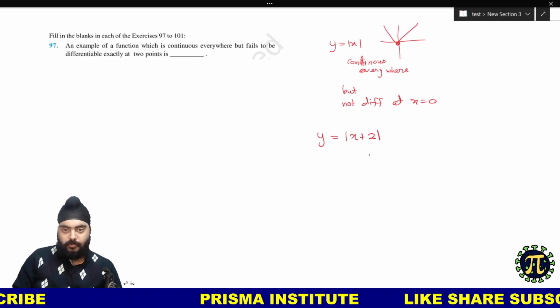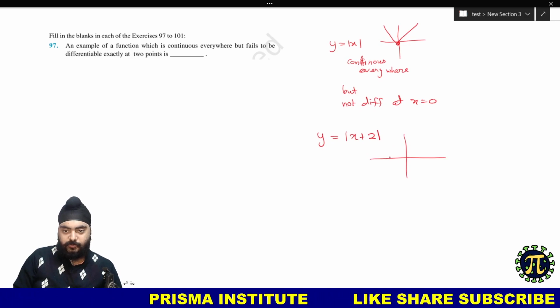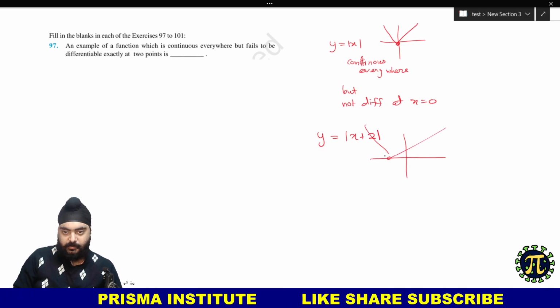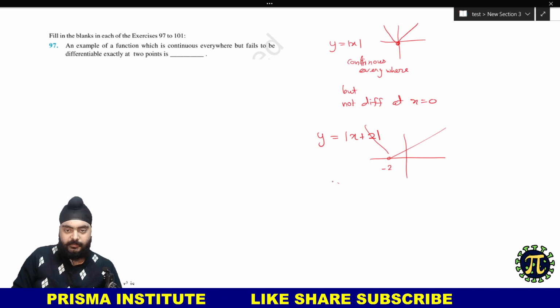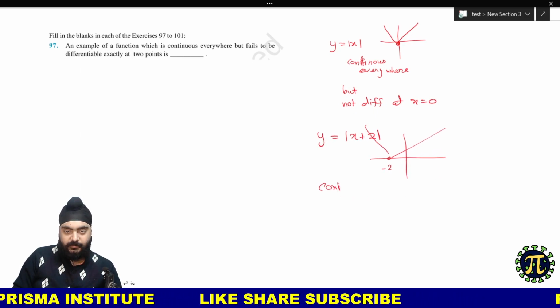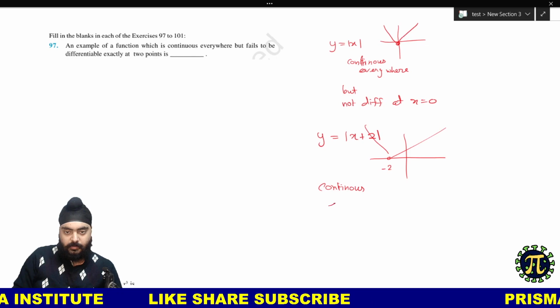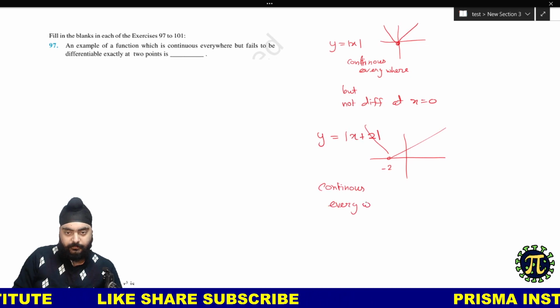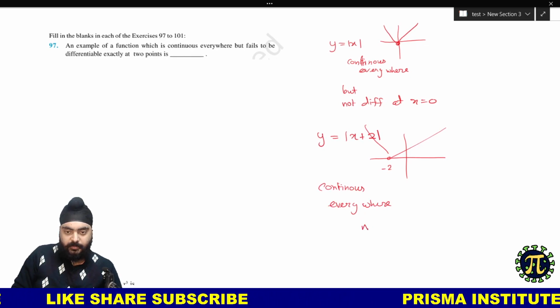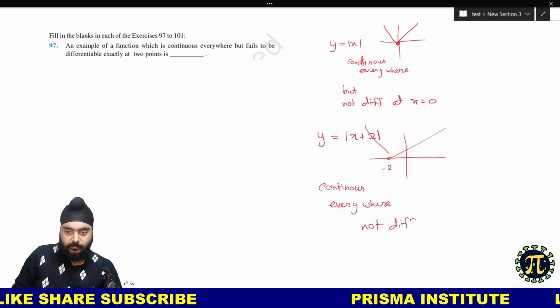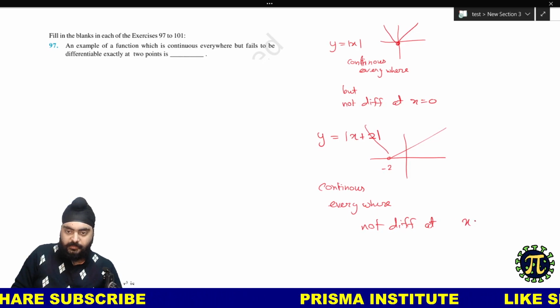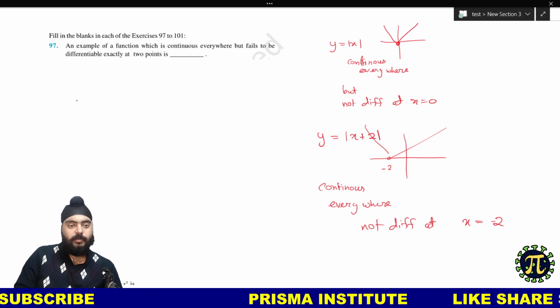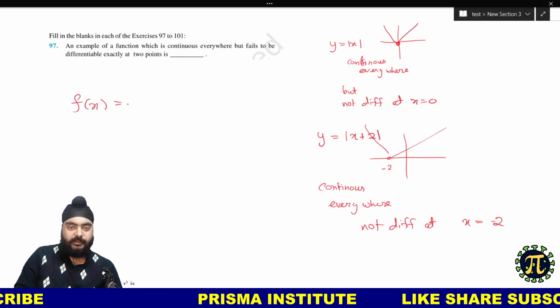Okay, so this function will look like -2 से ये आ रहा होगा, right? So -2 से आ रहा होगा, and this is continuous everywhere, right? Okay, continuous everywhere but not differentiable at x is equal to -2. So what I can do, I can construct a function like I can add these two, right?